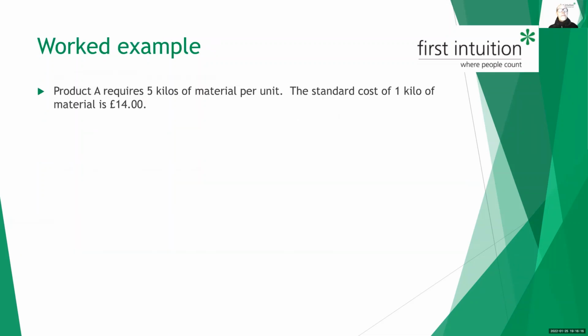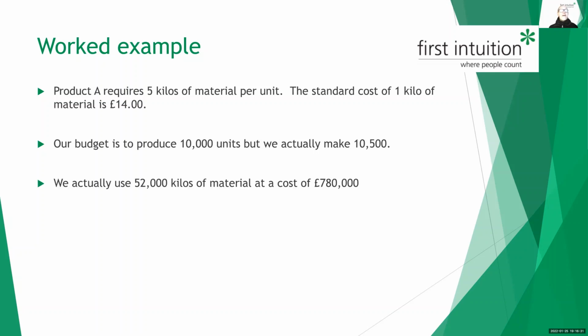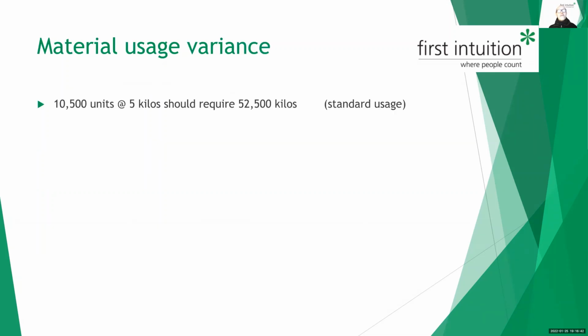Now, a worked example. Product A requires 5 kilos of material per unit, and 1 kilo should cost £14. We expected to produce 10,000 units, we actually made 10,500. And we actually used 52,000 kilos of material at a cost of £780,000. We can lay out workings like this. 10,500 units at 5 kilos a unit should need 52,500 kilos. That's our standard usage. We actually used 52,000 kilos. We've saved 500 kilos.